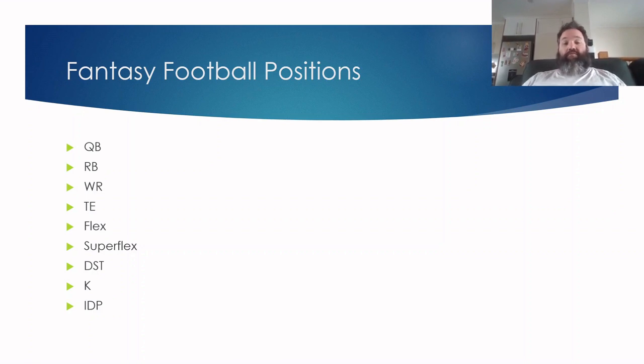You then have the flex position. So flex is basically a utility type player. It can be a running back, a wide receiver, or a tight end. So generally, I guess if you're just playing a standard league, you'll have one quarterback, two running backs, two wide receivers, one tight end, and one flex position. So you can put a running back, a wide receiver, even a tight end if you want in that position, and obviously hope they score points.